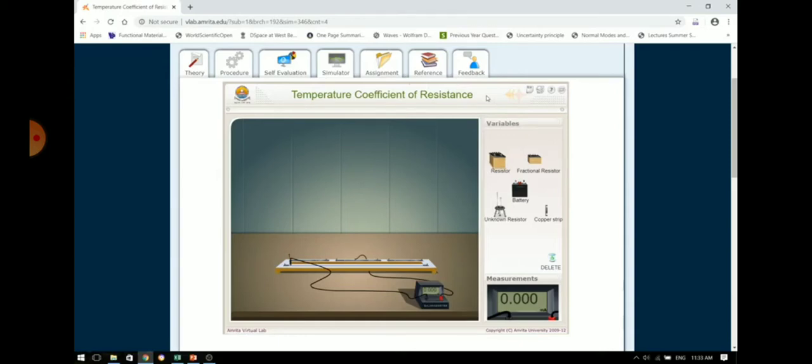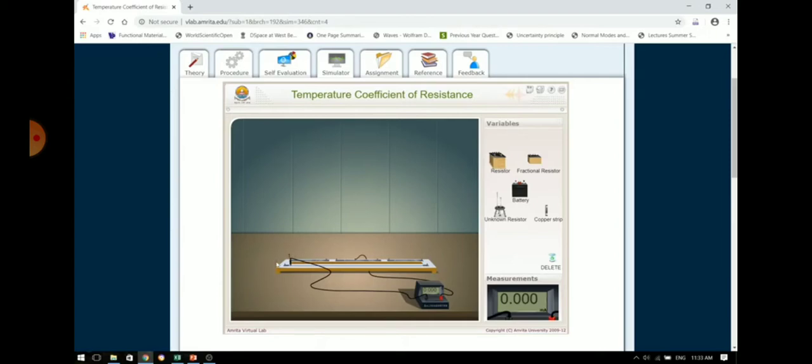In the Carey Foster bridge, you can see there are four gaps in the bridge: gap 1, gap 2, gap 3 and gap 4. It is based on the Wheatstone bridge principle. You know the Wheatstone bridge principle: the four resistances are connected in such a way that two are connected in series and two are in parallel, and one galvanometer is connected.